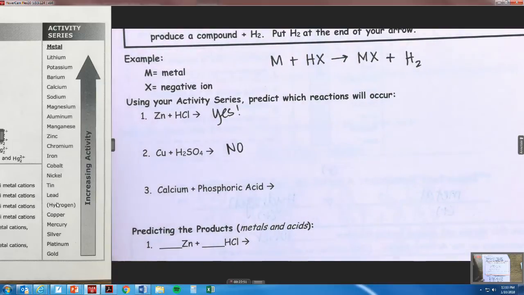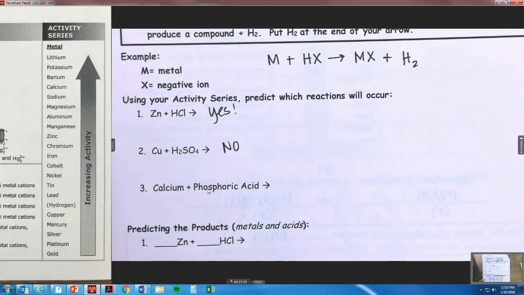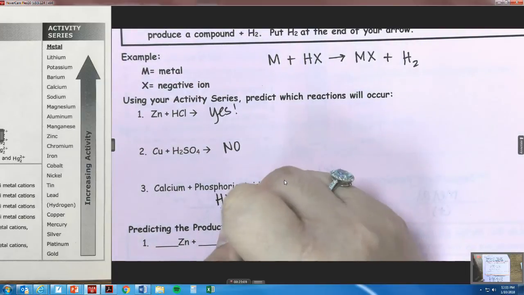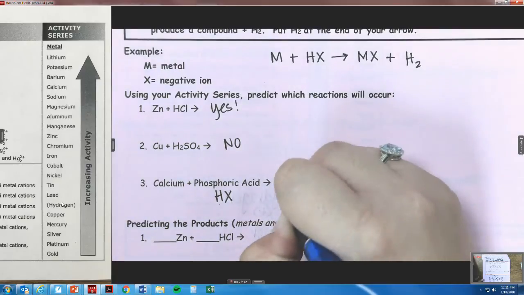And then last we have calcium and phosphoric acid. If you have no idea what phosphoric is, remember that an acid is always an H and an X. That's always an acid. Remember, X stands for whatever element that is. So that could be your phosphoric. So is calcium higher than hydrogen? Calcium on our activity series is up here. So calcium is in fact higher than hydrogen. So we are going to have a reaction.